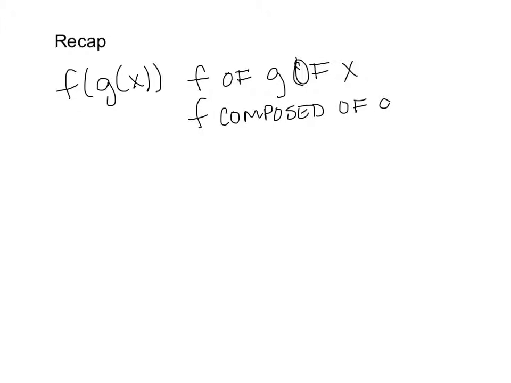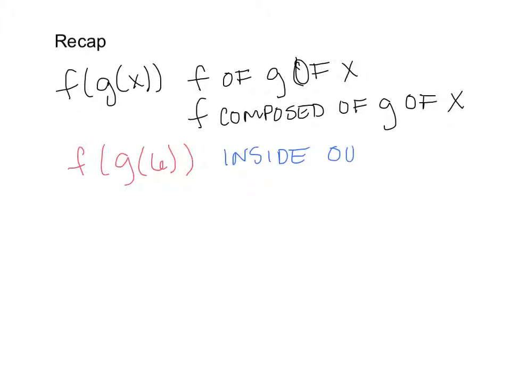And when we want to do an evaluation, when we have something where we might have f of g of 6, this is where we work our way inside out. Because we know the inside, we know the x value, we want to work our way out. We know x, we want to find y, so we work our way out.